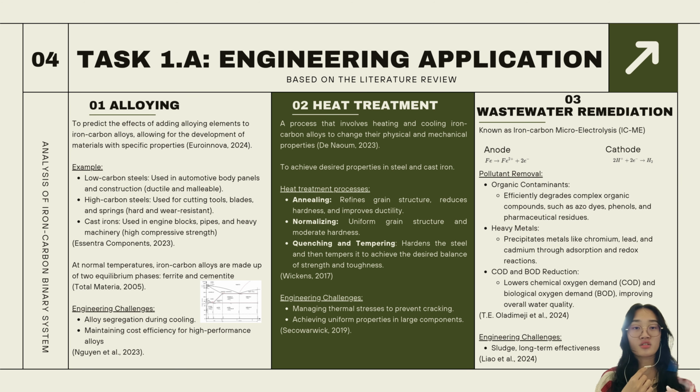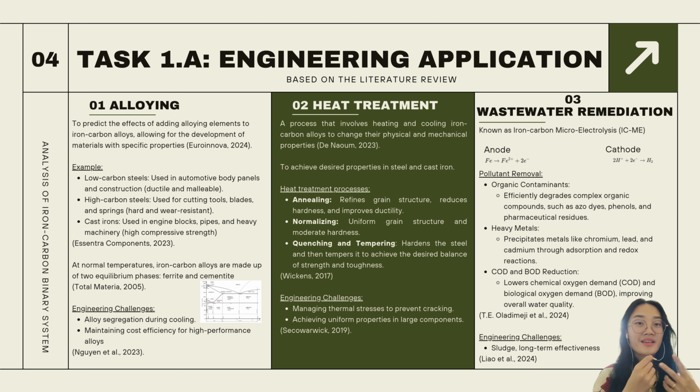At normal temperatures, these alloys consist of ferrite and cementite phases. However, alloying comes with its own engineering challenges, such as alloy segregation during cooling, which can affect material uniformity. And the second is balancing cost efficiency while producing high-performance alloys.